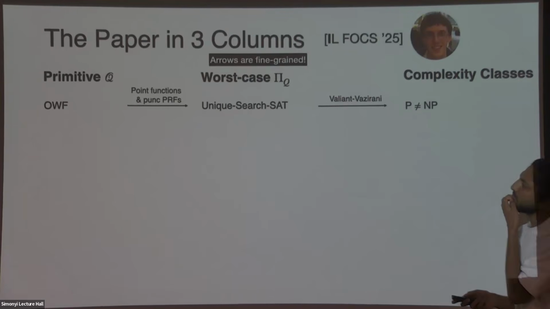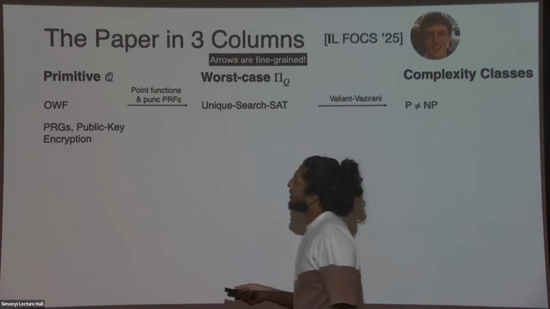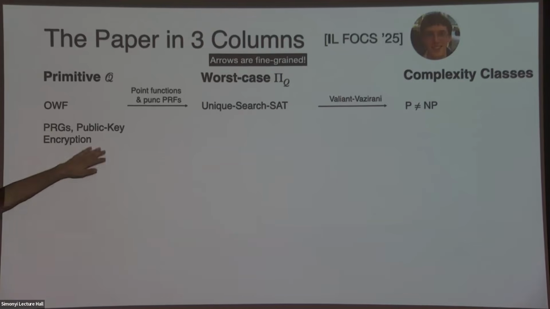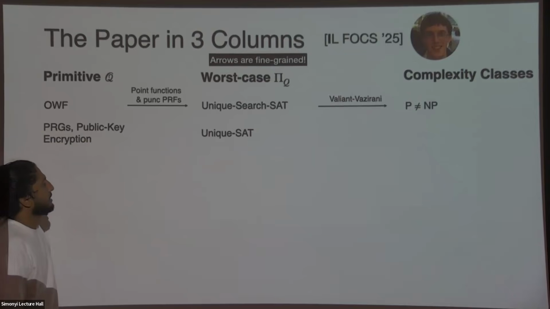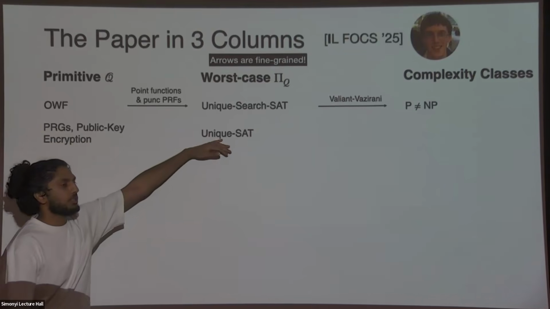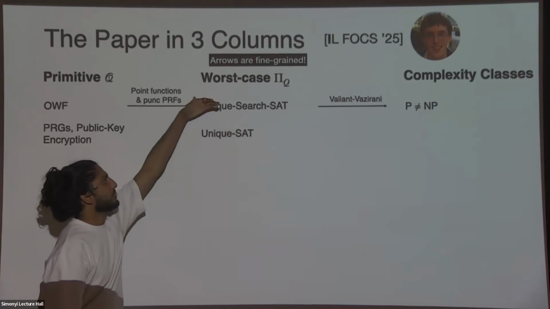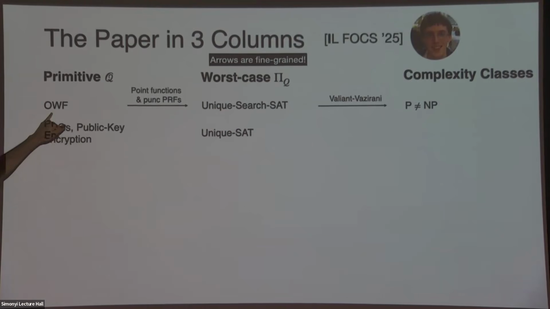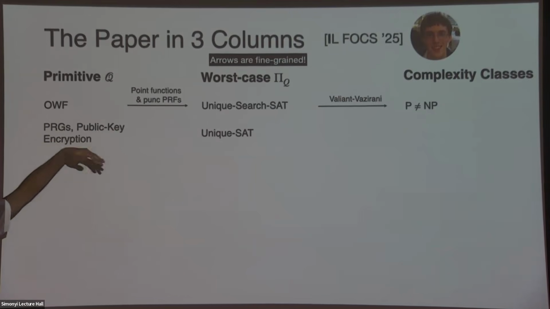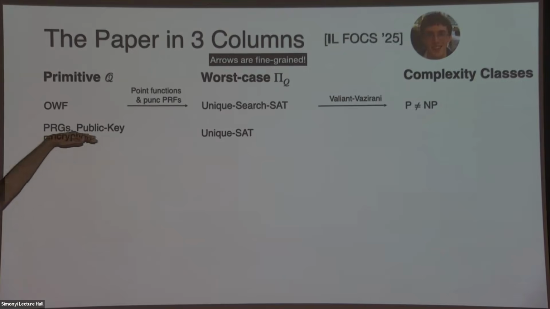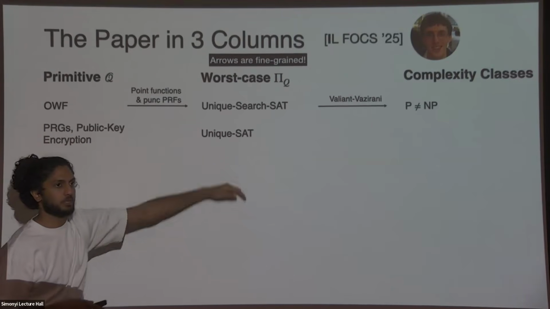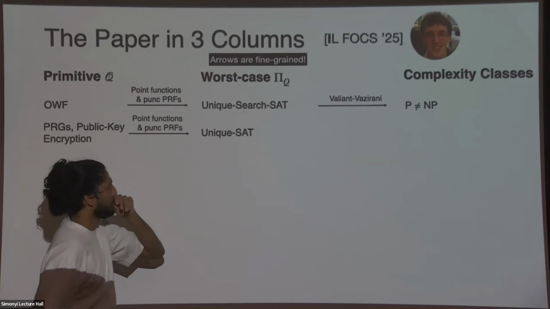Then you can go to other primitives like PRGs and public key encryption. And then, maybe naturally, the right problem you'll turn into is unique SAT, the decision version of SAT instead of the search version of SAT. For one-way functions, the goal was to find a pre-image, so it's some search problem. For PRGs, you want to distinguish random from pseudo-random, so it's a distinguishing problem. So you expect a distinguishing problem over here. This is also using some punctured PRF things.